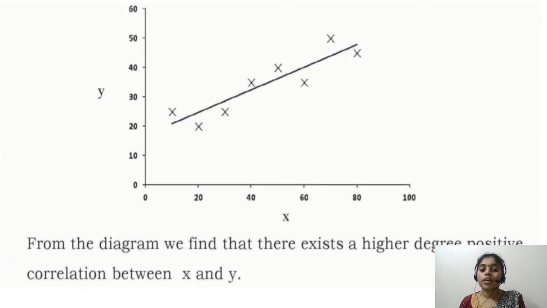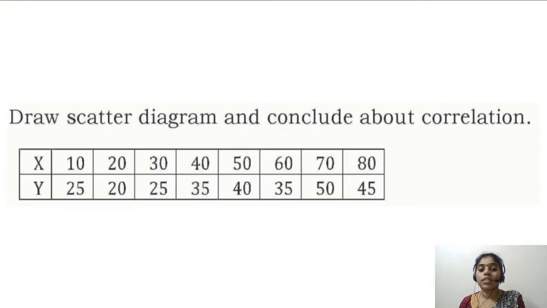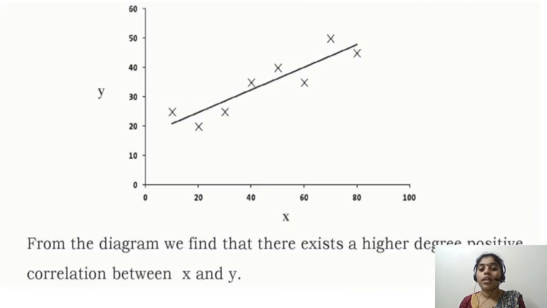Next, draw a scatter diagram for the given data. To draw a scatter diagram, let us take two axes, the y axis and the x axis. Make a point: when x is 10, y is 25, and when x is 20, y is 20. Like that, mark each point on the graph. Then draw a straight line. This straight line is not passing through any points, but it is very close to passing through all the points. Therefore, from this diagram we can conclude that there exists a high degree positive correlation between x and y.